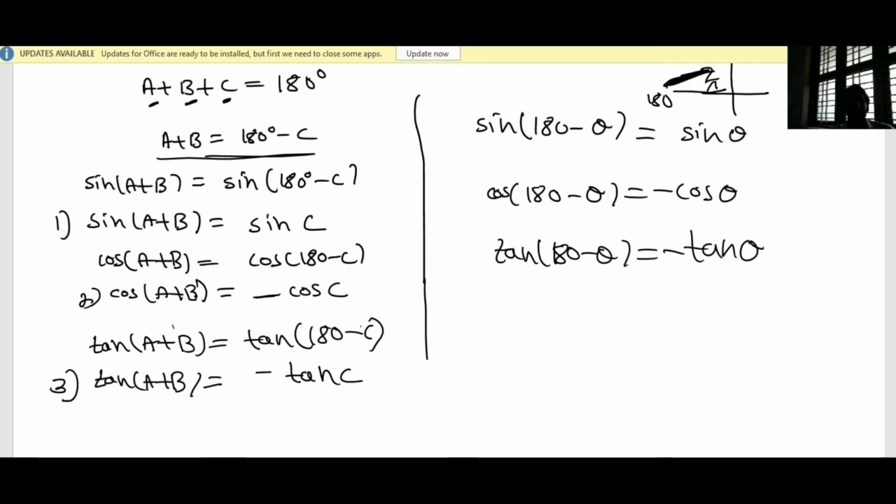So in a triangle with angles ABC, sine of A plus B equal to sine C, cos of A plus B is equal to minus cos C, and tan of A plus B is equal to minus tan C.